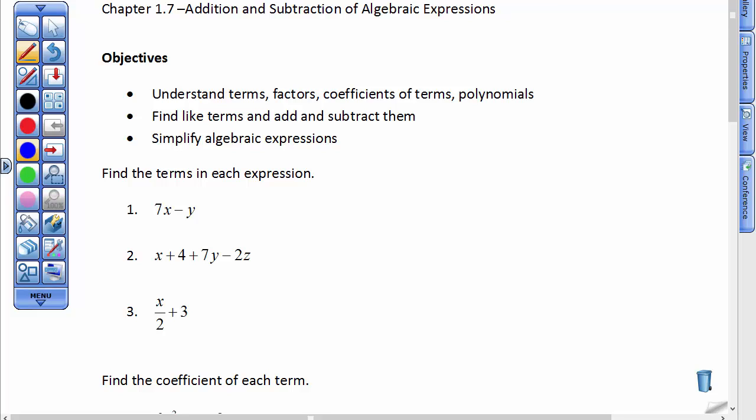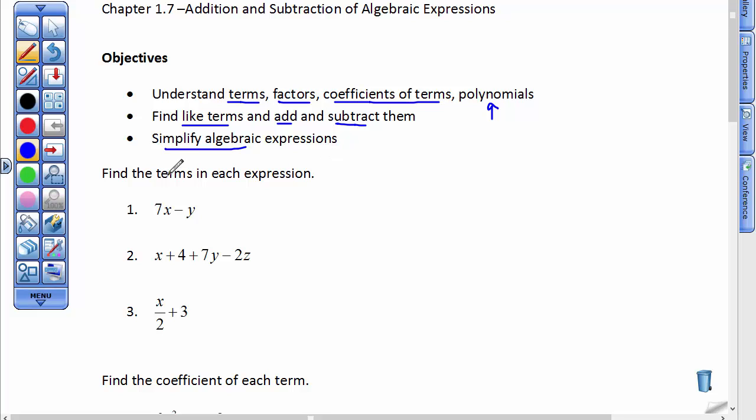In this section, we're going to study adding and subtracting of algebraic expressions. Particularly, we are going to understand what a term is, what some factors of a term are, the coefficient of a term, and then we're going to talk about monomials, binomials, trinomials, and many nomials. We're then going to find like terms, and we are going to add and subtract those like terms, ultimately finishing by simplifying algebraic expressions that have grouping symbols, powers, etc.